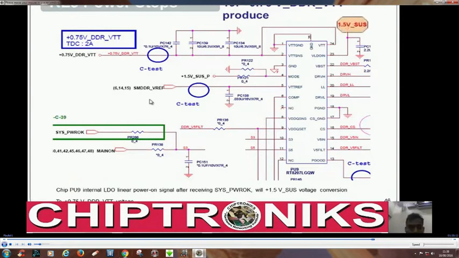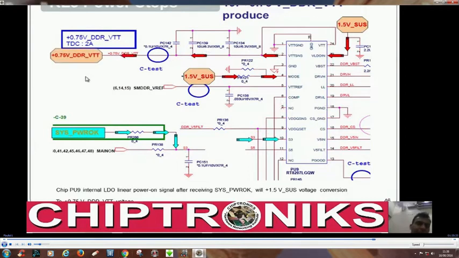And you can see over here this is for generating the termination volt. This sys power okay is connected with the S3 pin, and then this linear voltage regulator will generate plus 0.75 volt DDR_VTT, that is termination voltage.